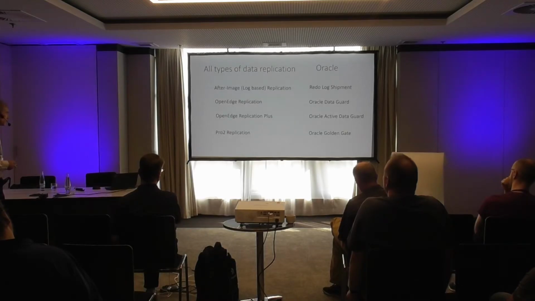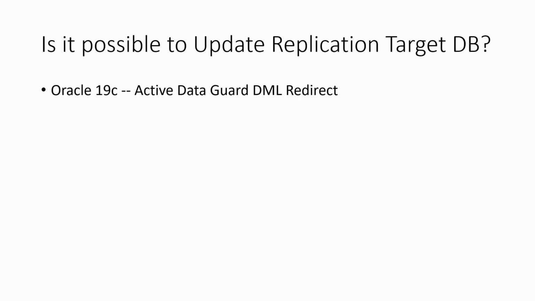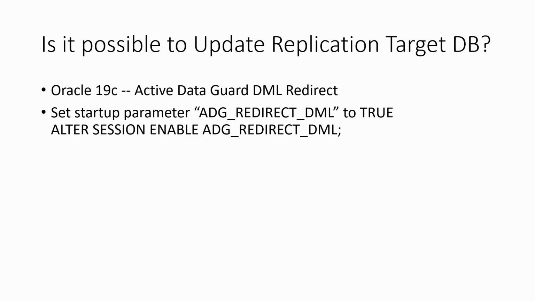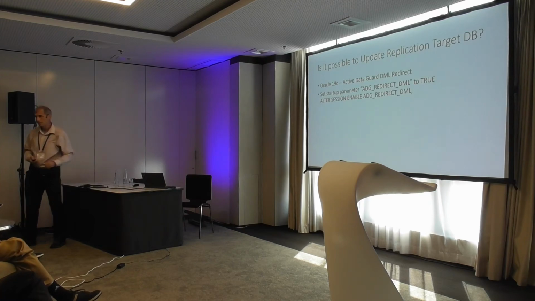And it is something similar to Pro2 replication. Is it possible to update the target database? Well, with Progress it's probably not, but Oracle has a product called DML Redirect, and that does exactly that. It basically allows you to update the target database. But what Oracle is doing behind the scenes, it sends all the data from the target to the source, applies it over there, and then through the normal channel, it comes to the target database. So there's no magic wand, even for Oracle.